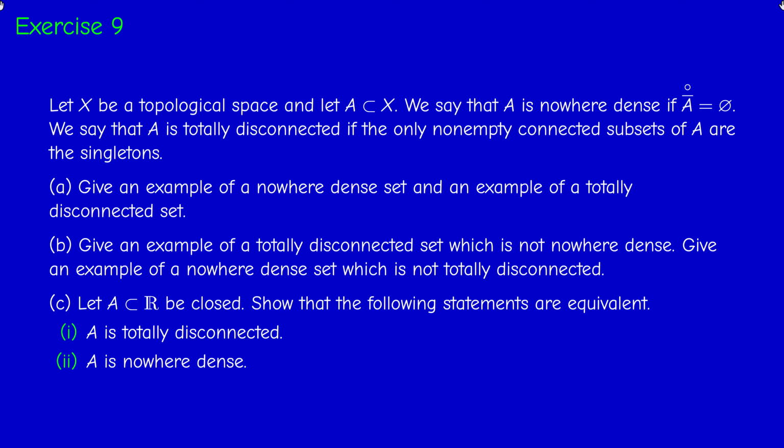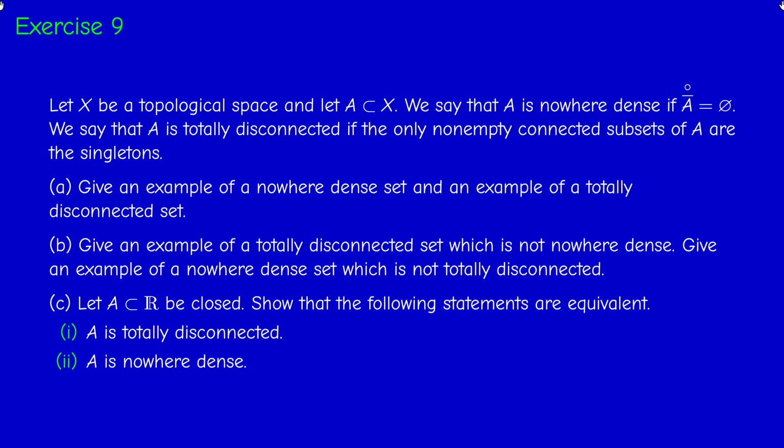If A is a subset of a topological space, we say that A is nowhere dense if the interior of the closure is empty. And as you know by now, we say that A is totally disconnected if the only non-empty connected subsets of A are the singletons, or one-point sets. Okay, first question, give an example of a nowhere dense set and an example of a totally disconnected set. You should be able to do that. Second question, give an example of a totally disconnected set which is not nowhere dense and an example of a nowhere dense set which is not totally disconnected.